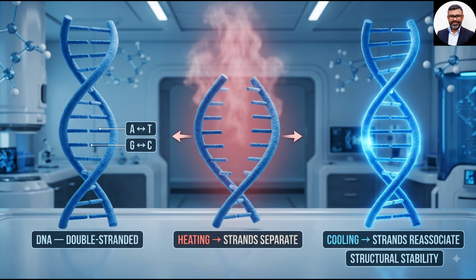Now let's understand why DNA is so stable. DNA consists of two complementary strands. The bases pair specifically: adenine pairs with thymine and guanine pairs with cytosine. When DNA is heated under appropriate conditions, the two strands can separate. But importantly, the strands themselves are not necessarily destroyed. When suitable conditions are restored, the complementary strands can come together again. This ability of complementary DNA strands to reassociate demonstrates the remarkable structural stability of DNA.